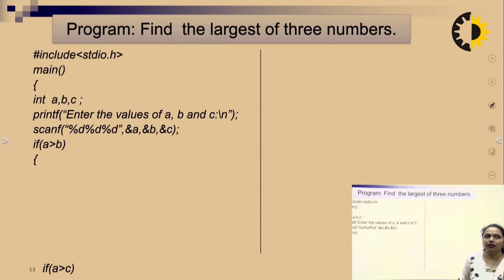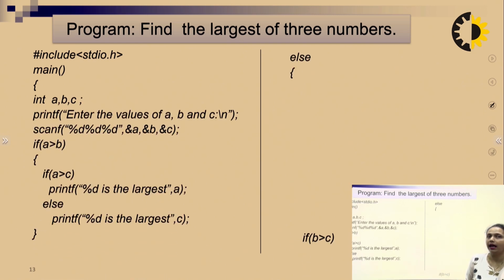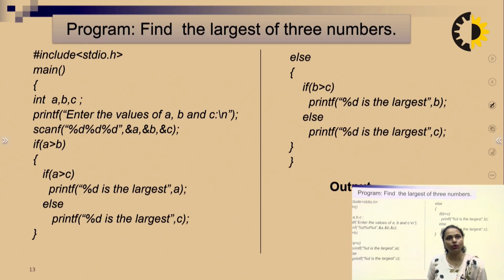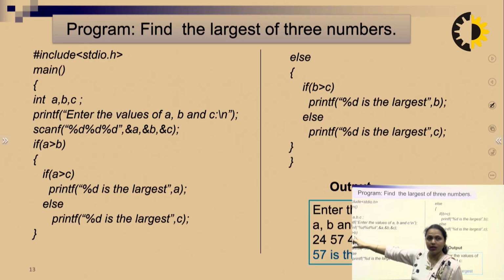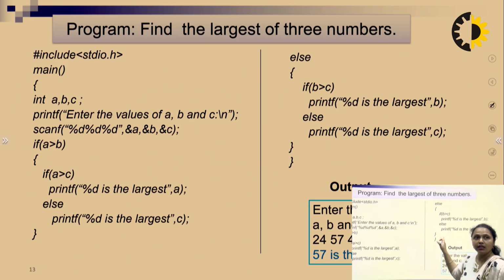Next, in the same way, we can find the largest of 3 numbers also. Again, we are comparing 3 numbers. First, 2 numbers are compared, then the first number is compared with the 3rd number. If it is true, then it is going to be the largest. Otherwise, the else part will be executed, in which the 2nd number or the 3rd number is the largest number.